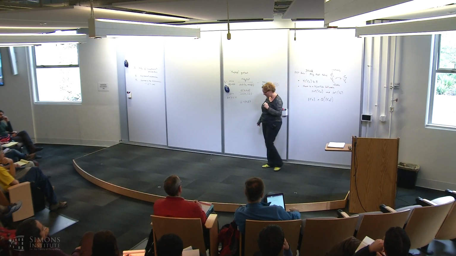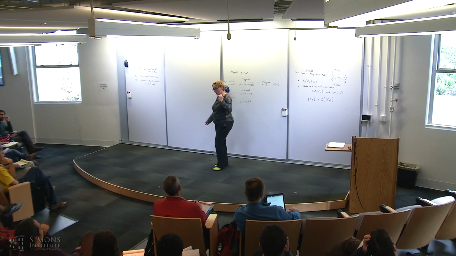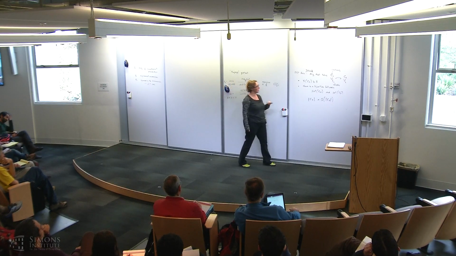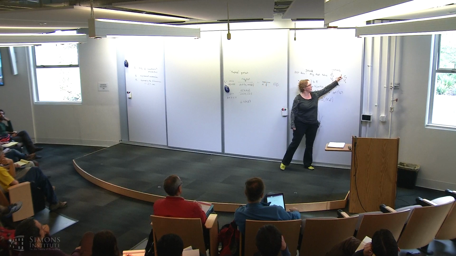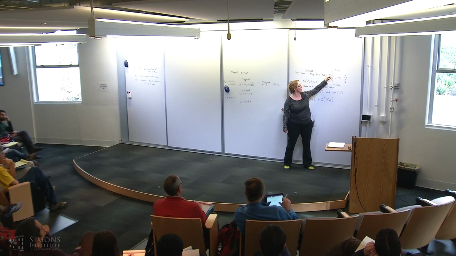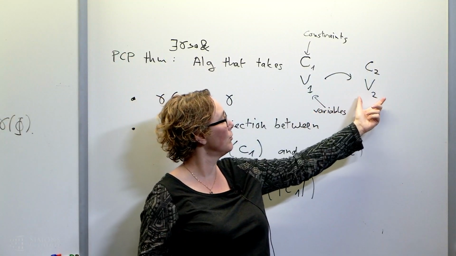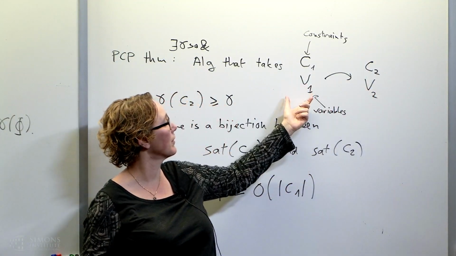So let me tell you one thing. It's very easy, actually, to do this transformation if you don't insist on being efficient. If you allow me that C2 and V2 are, say, exponential or doubly exponential in the input size. Okay, essentially, the way we do it is we think of the new variables as encoding the old variables.